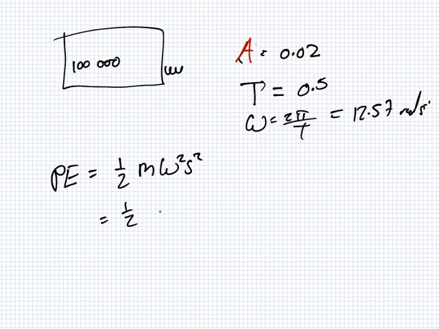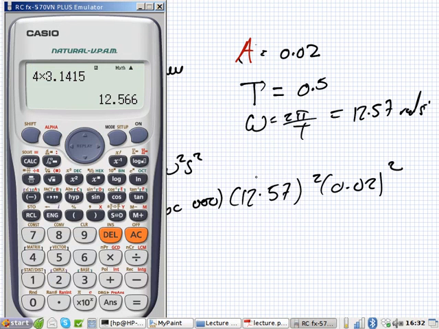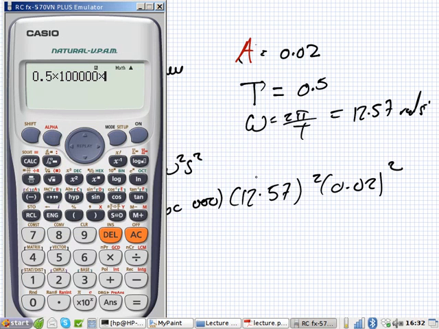So it's a half, 100,000, 12.57 squared, 0.02 squared. A half times 100,000 times 12.57 squared times 0.02 squared. 3160. Not as big as I thought, but pretty big. Yeah, question? Is the amplitude and the displacement the same thing?